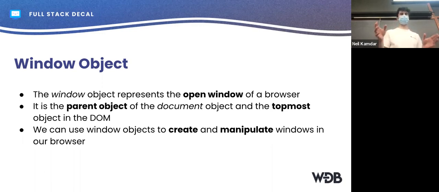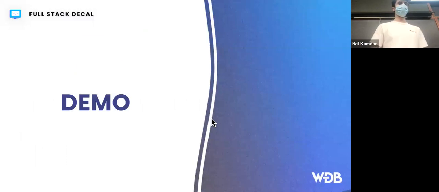So the window object actually represents an open window of a browser, and it is the parent object of the entire DOM and the topmost layer of it. So we can use window objects to create and manipulate windows out of our browser. So we're going to jump into a demo real quick.